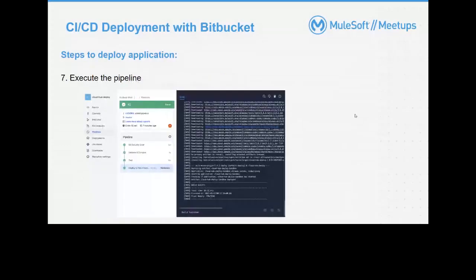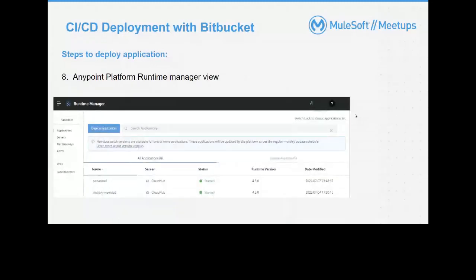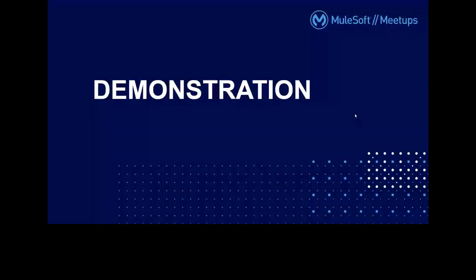Next, we will be executing our pipeline. We can also enable it so that whenever we push changes, it will get triggered. We will see how that happens. The next step would be to see in Runtime Manager whether it got deployed properly or not. Let's move to the demonstration part.